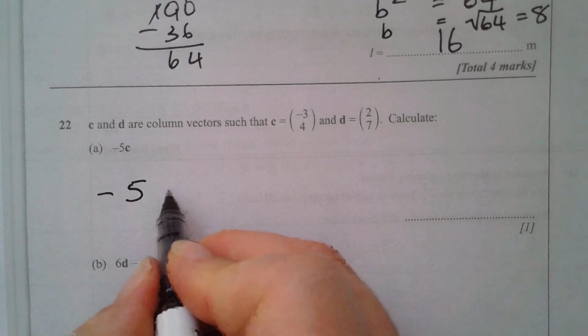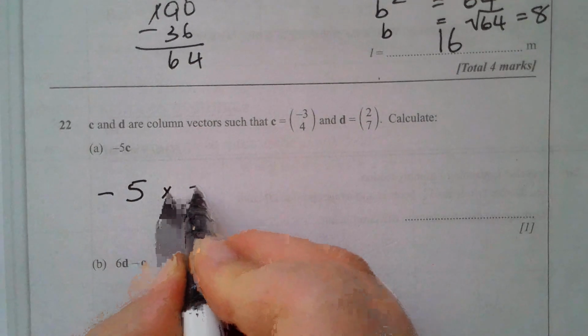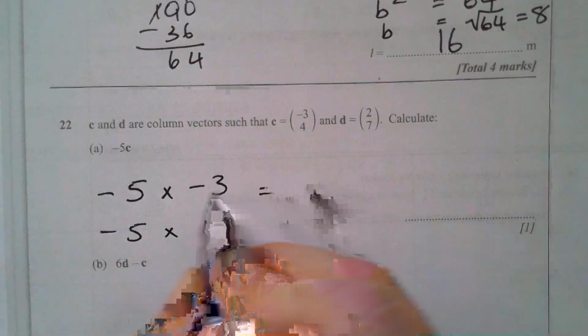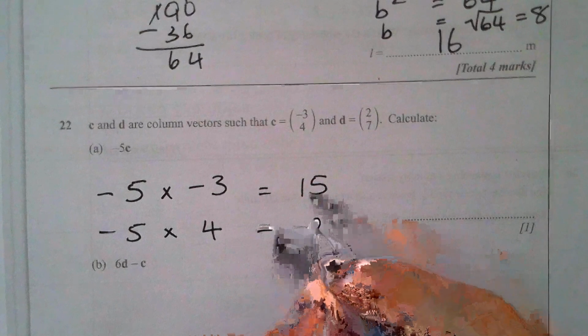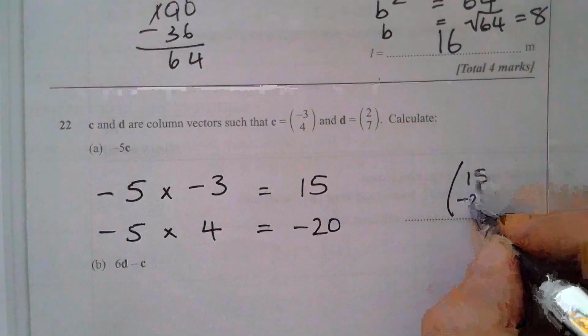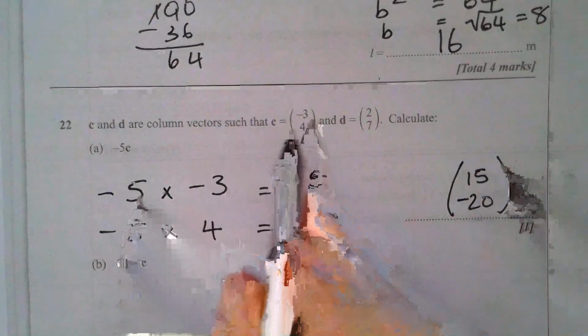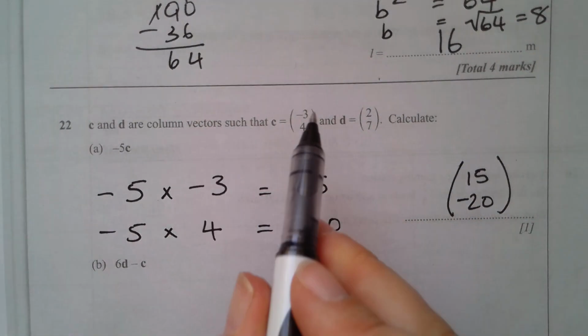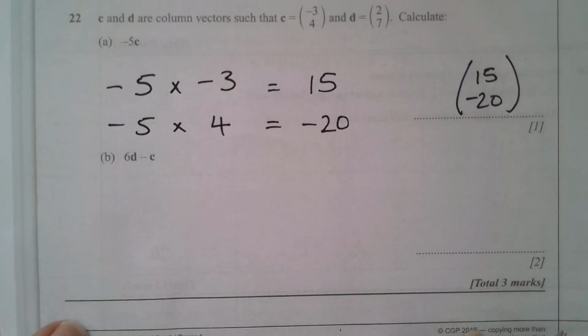Negative 5 multiplied by C, so negative 5 multiplied by negative 3. Negative 5 multiplied by 4. Even number of negatives. Odd number of negatives. We've multiplied negative 5 by both of these. The column vector, the x and the y, gives us this.